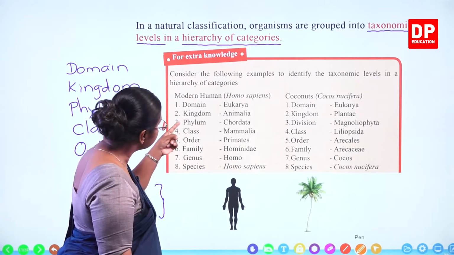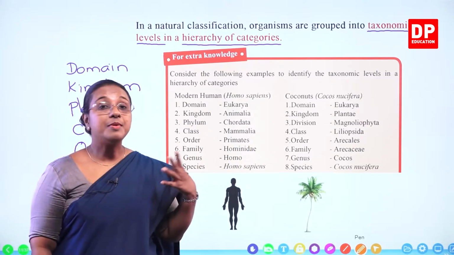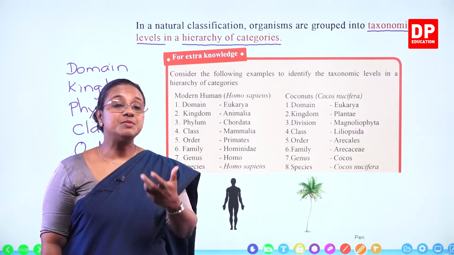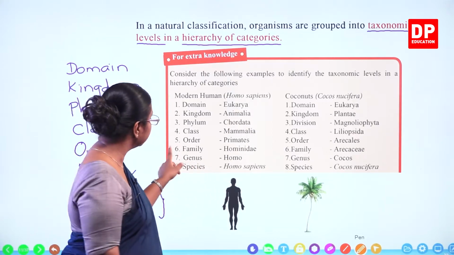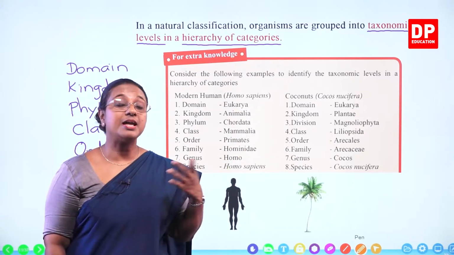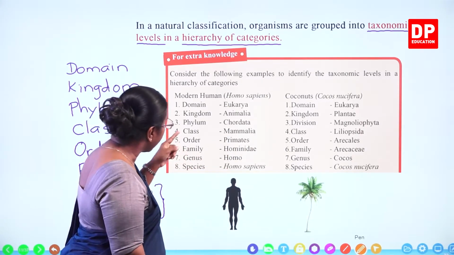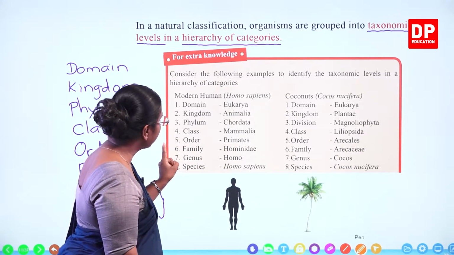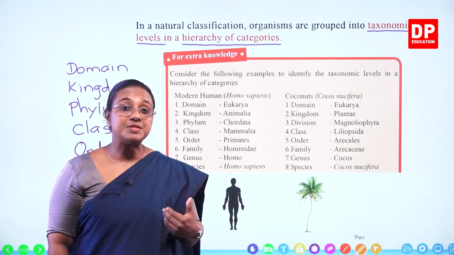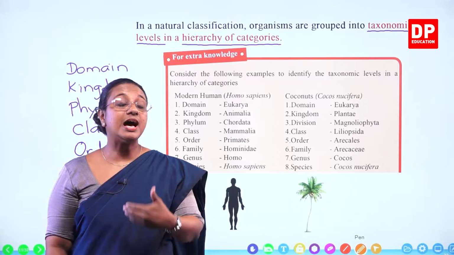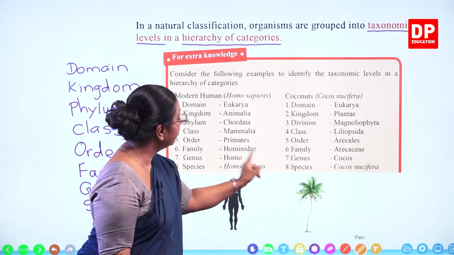Then under the class Mammalia, we come in the order Primates. All the apes, monkeys, lorises, man, all of us come under the order Primates. Primata, we are known as primates, order Primates. Then under Primates, we come under family Hominidae. The types of apes, chimpanzee, gorilla, orangutan and man, we all come under family Hominidae.